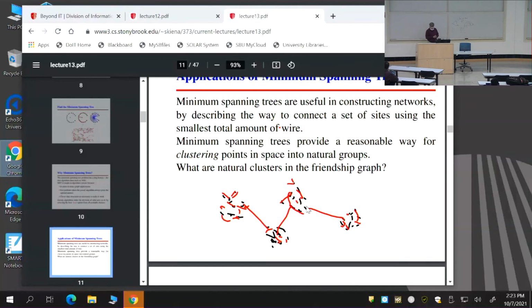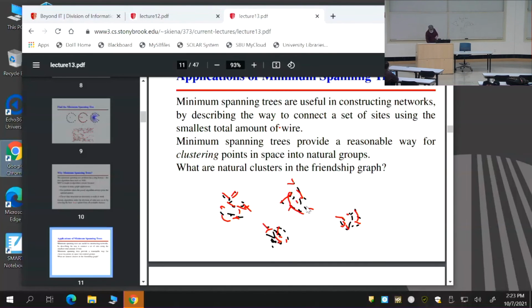Now, what happens if we delete the big edges? Does everybody see that finding the minimum spanning tree of these points and deleting the big edges gives us some hope of retrieving the clusters? Okay? So a lot of clustering problems reduce to finding minimum spanning trees. Any questions about that?